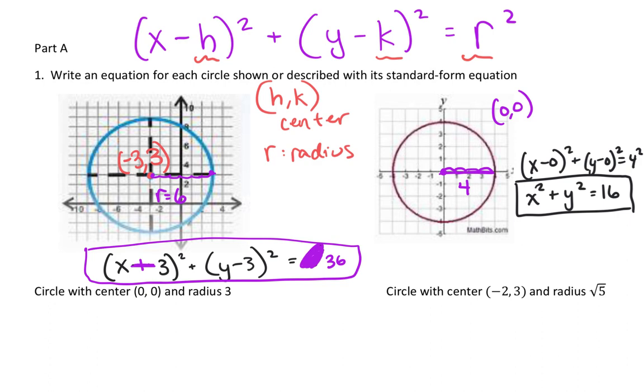All right, down here it says the center is 0, 0, and the radius is 3. Well, like the last one, because the center is at 0, 0, it's just going to be x squared plus y squared. And the radius is 3, so that would be 3 squared. But we've done a few of these, and now I'm just going to write what 3 squared is. 3 squared is 9.